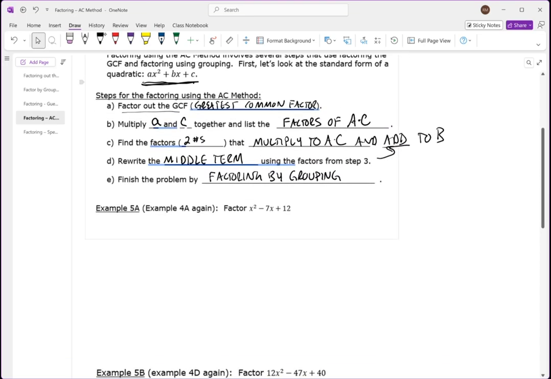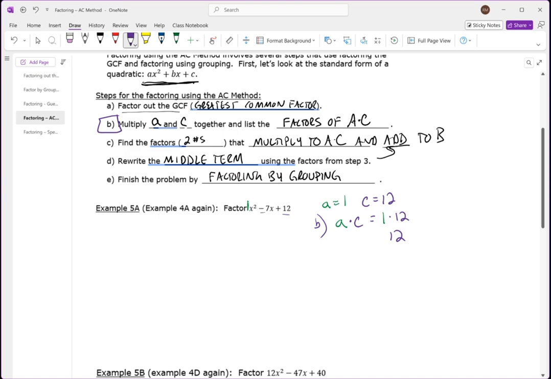So my first job, remember, is to factor out the greatest common factor. In this case, there is no greatest common factor besides 1. So we're going to identify a here as 1, the number in front of x squared, and c here is going to be 12, the number that's all by itself. So a times c, which is step b here, is going to equal 1 times 12, or I'm just going to write that as 12.